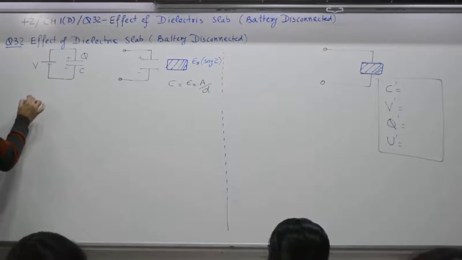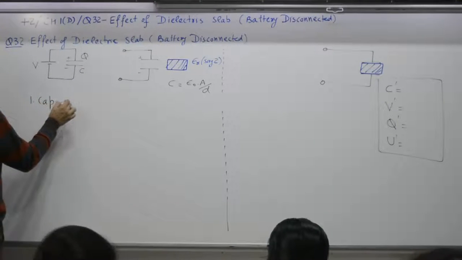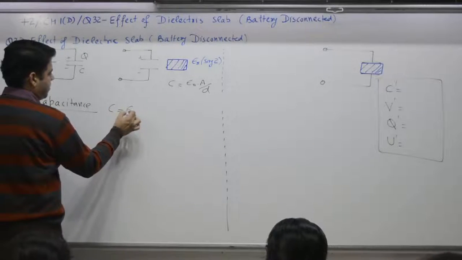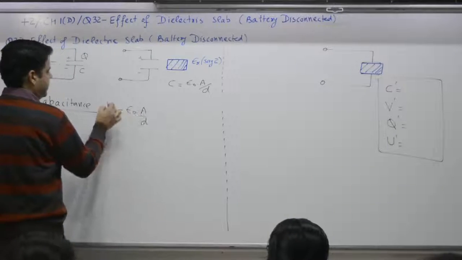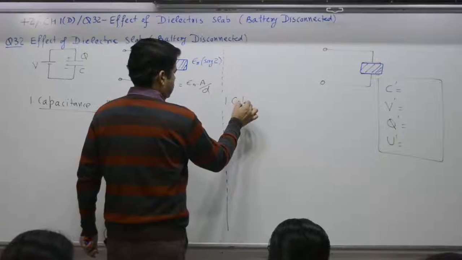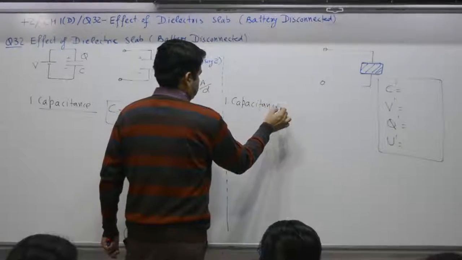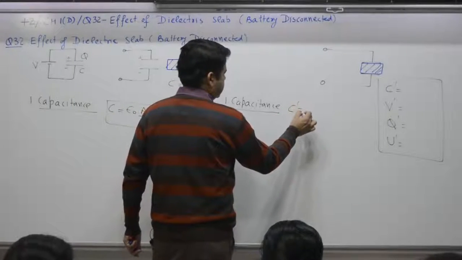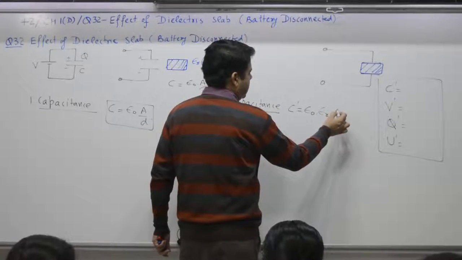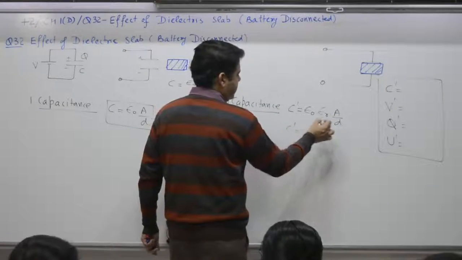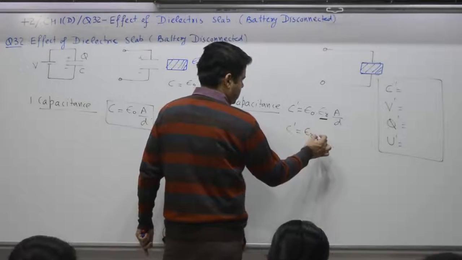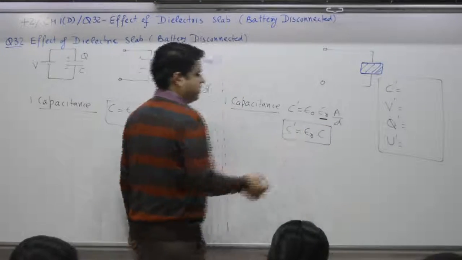In sequence, number 1, capacitance. What is the capacitance in this case? First case, epsilon naught A by D. What is the capacitance in this case? C dash is equal to epsilon naught, yes, now you have introduced the slab, epsilon R A by D. So capacitance is how many times? Epsilon R times the original capacitance. So capacitance is epsilon R times. 1 minute to write.